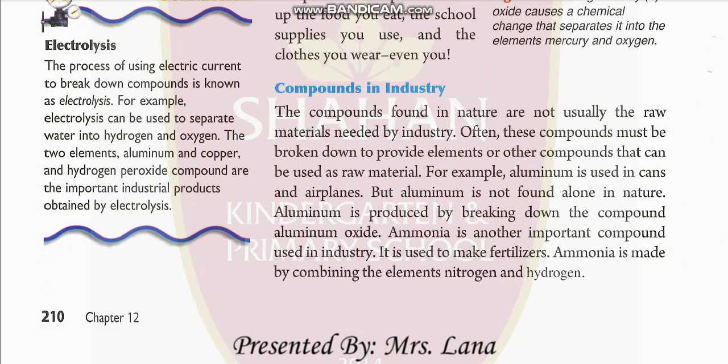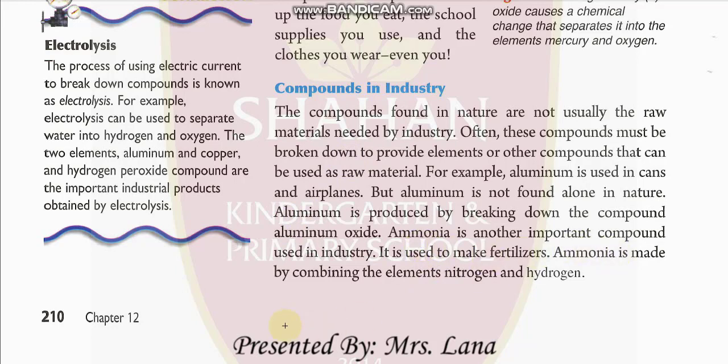And we have compounds in industry. The compounds found in nature are not usually the raw materials needed by industry. Often, these compounds must be broken down to provide elements or other compounds that can be used as a raw material. For example, aluminum is used in cars and airplanes, but aluminum is not found alone in nature. Aluminum is produced by breaking down the compound aluminum oxide.